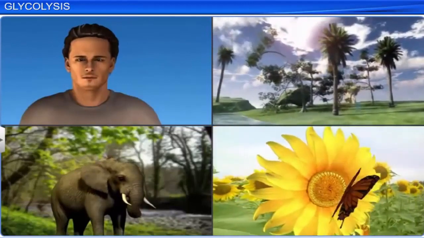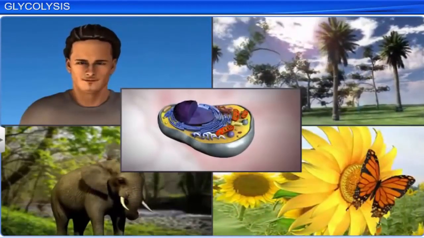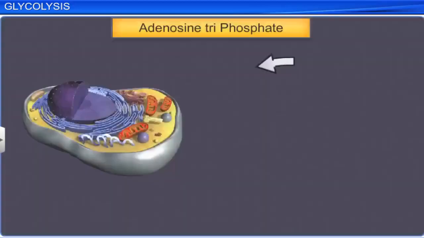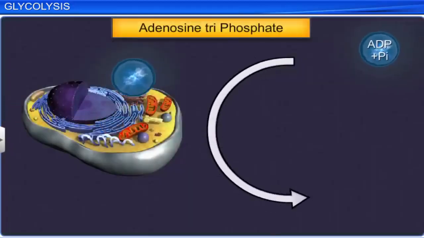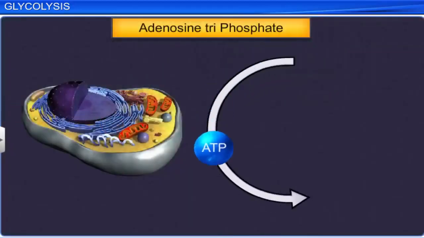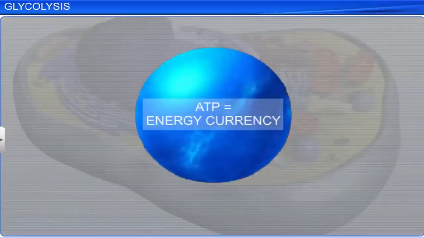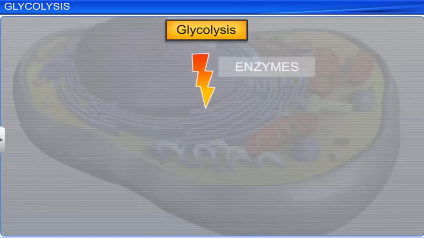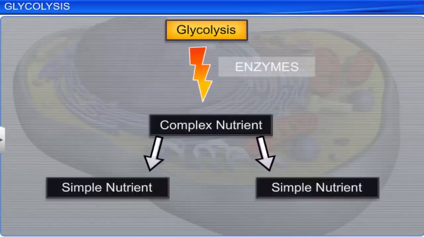All living organisms contain cells that derive energy by breaking down nutrients like glucose during the process of respiration. The energy thus released is trapped in the form of adenosine triphosphate or ATP, the energy currency of the cell. The breakdown of nutrients takes place with the help of enzymes that catalyze biochemical reactions.